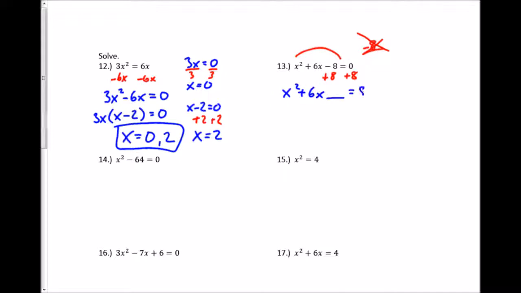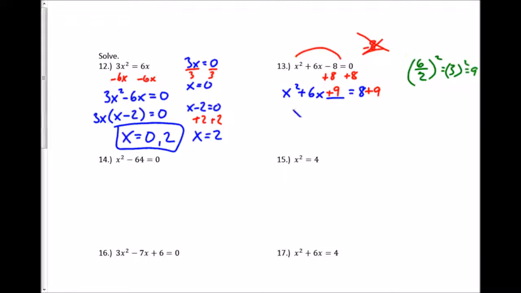I get a blank there, so I have x squared plus 6x plus something equals 8. I complete the square: b divided by 2, and square it. Again, take that off to the side if you need to. Divided by 2 and square it. That's a 3 squared, which is 9. So I'm going to add 9 right here. Whatever I do to one side, I have to do to the other side. Make sure you add the same thing to each side of the equation.